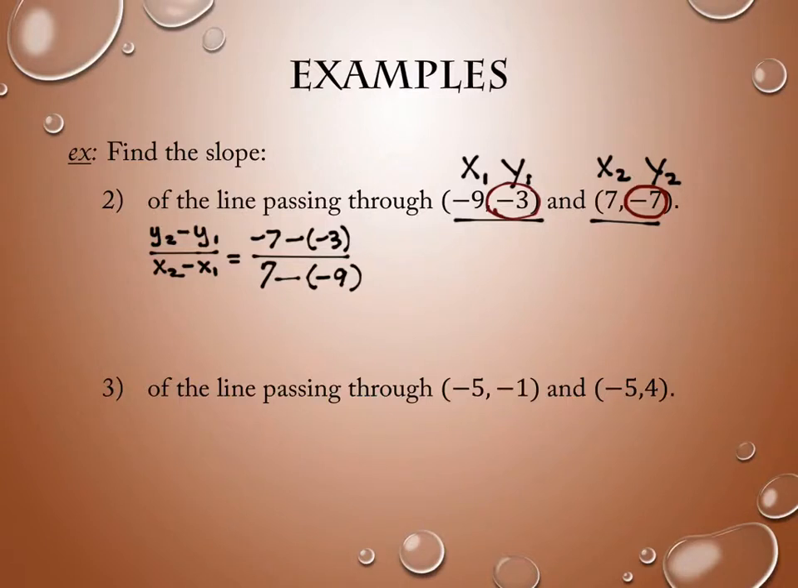We've talked about integers this semester. Yeah, it makes positives, right? So this actually ends up giving me -7 plus 3, which would be what? -4. And in the denominator I have 7 plus 9, 16. And how will -4 divided by 16 reduce? Yeah, -1/4.